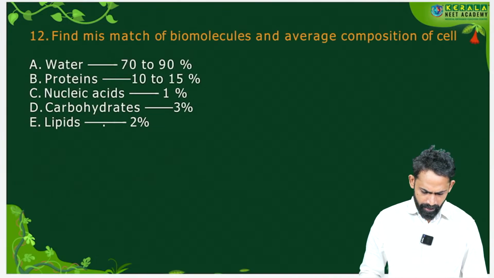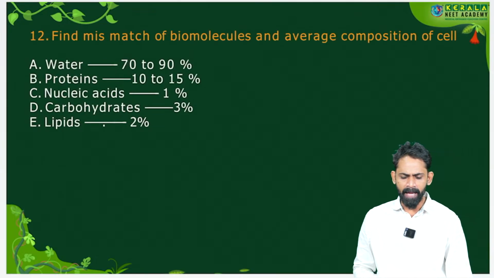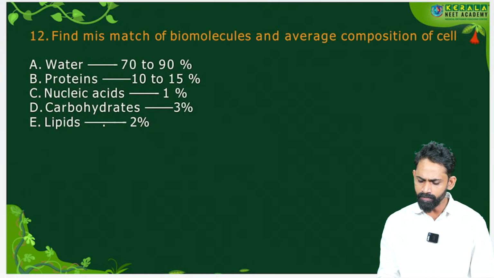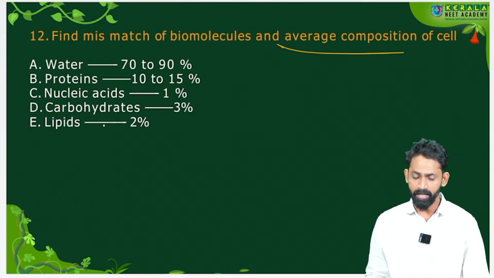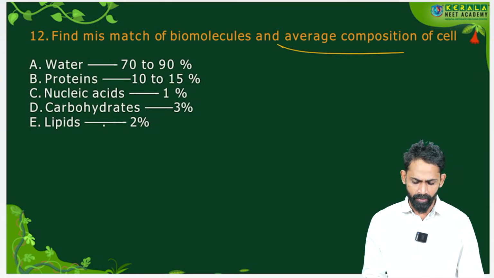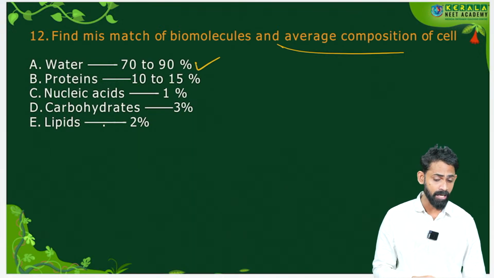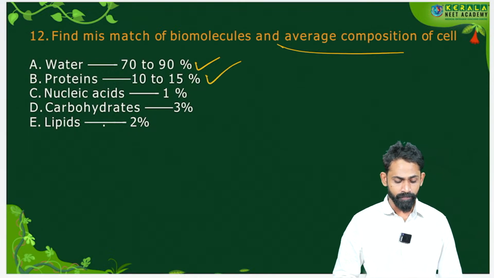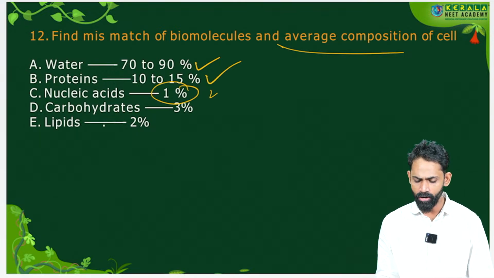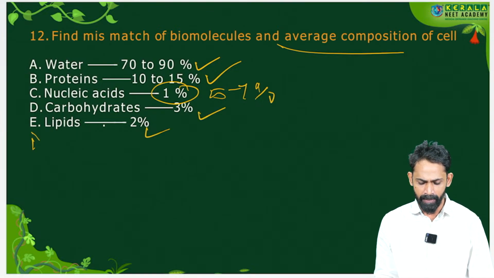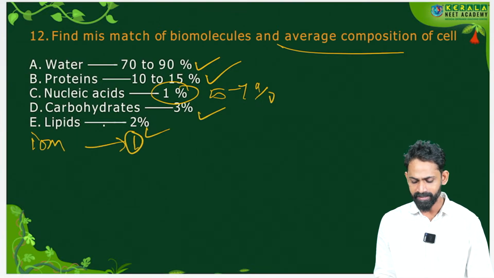Now, find the mismatch of the biomolecules with the average composition of the cell. Water belongs to 70 to 90%. Average, okay, not absolute. Proteins 10 to 15%. Nucleic acid, this is wrong, it is 5 to 7%. Carbohydrates 3%, lipids 3%. Ions belong to 1%.